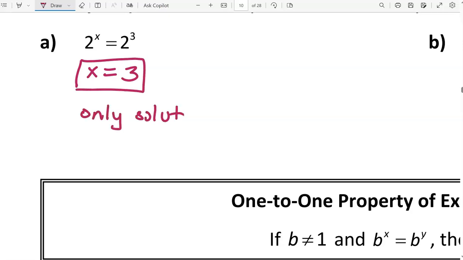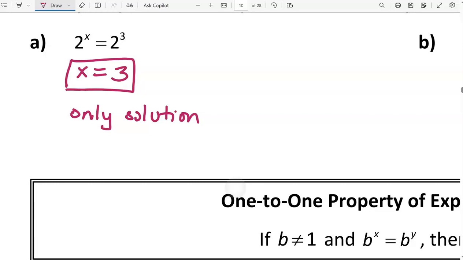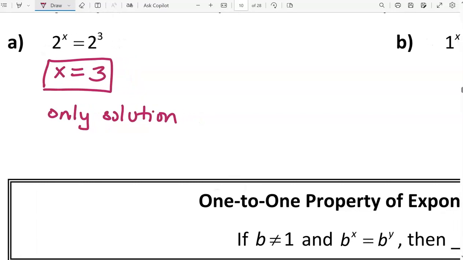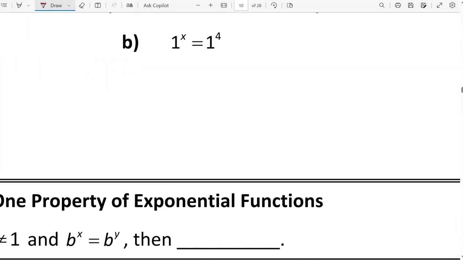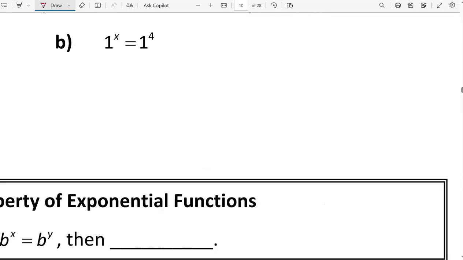So there's only one solution to this equation, and that's because 2 raised to any other power doesn't give you the same value as 2 raised to the 3 power. And that's because exponential expressions are 1-to-1. However, if I look at the next equation, there is an obvious solution of x equals 4.